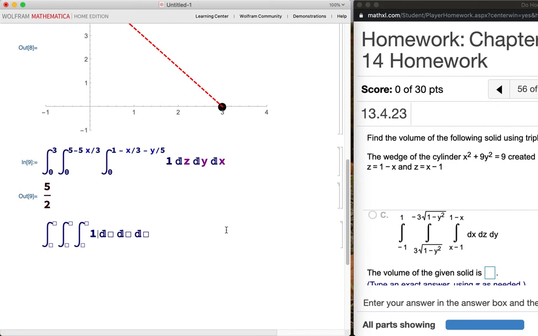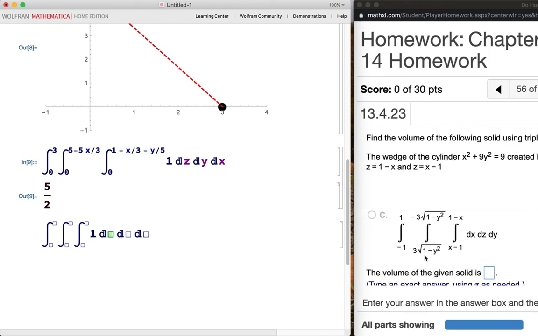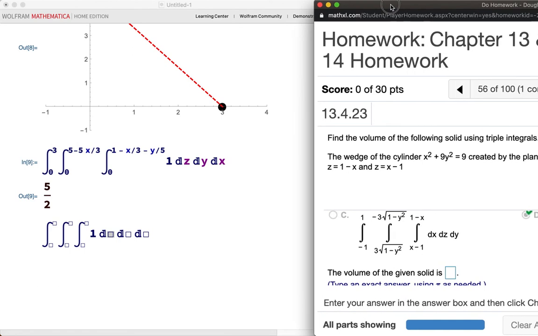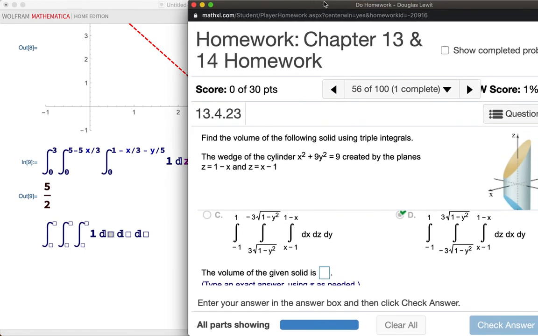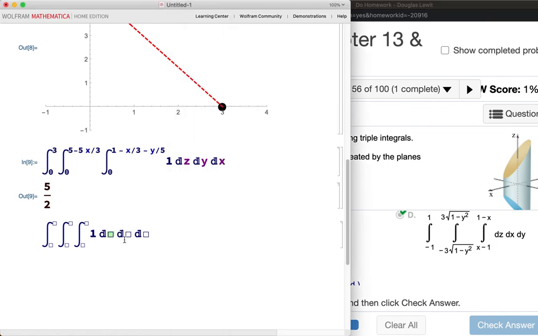There we go. Okay, so I'm integrating first with respect to, oh, one second. Oh, wait, I'm copying the wrong integral. I have to copy this integral right over here. I was wondering about that. Something's not quite right. Okay, so the first variable of integration is z. The second variable of integration is x. The third variable of integration is y.